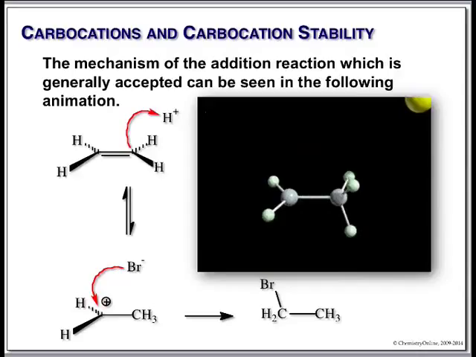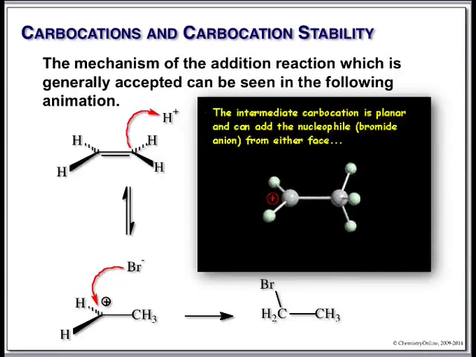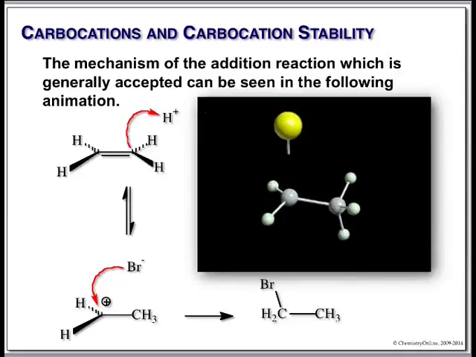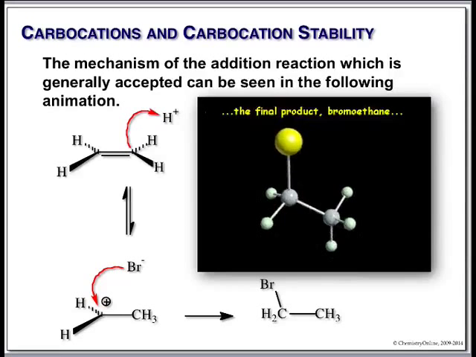HBr comes in, we donate a proton. We now have a carbocation. Now, because this is planar, bromide could attack from the top or the bottom with equal likelihood. In this case, we've shown attack from the top, and we simply get our alkyl bromide. So much fun, let's watch it again.